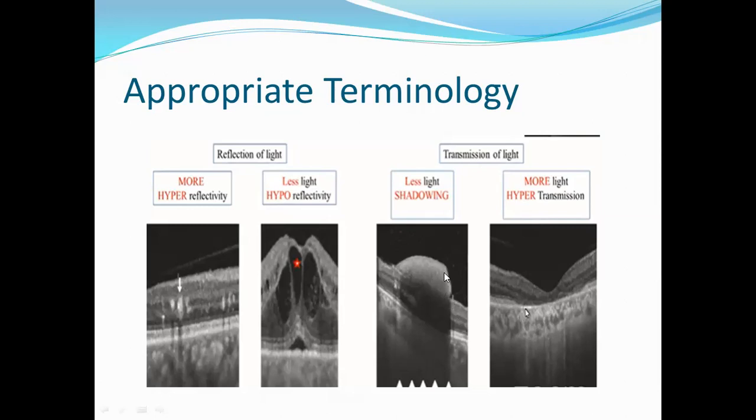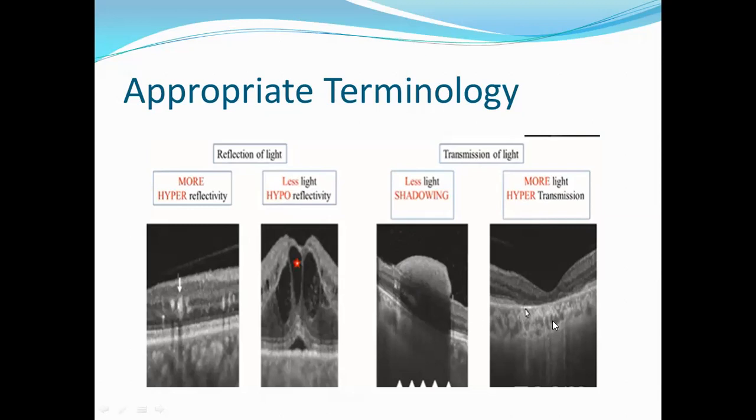So we see just beneath the ILM, there is hyper-reflectivity, but then there is back shadowing. So this hemorrhage is not allowing the light from the OCT to pass through it. So the posterior structures are not visible. So posterior structures show hypo. This is because of less transmission.